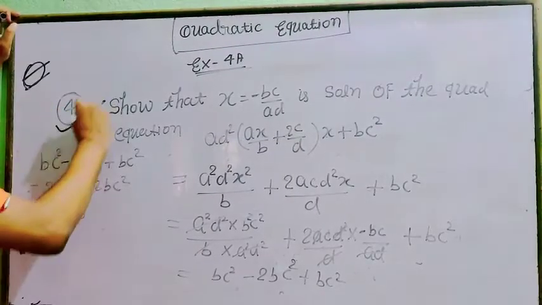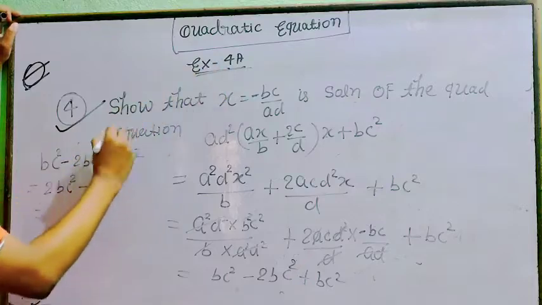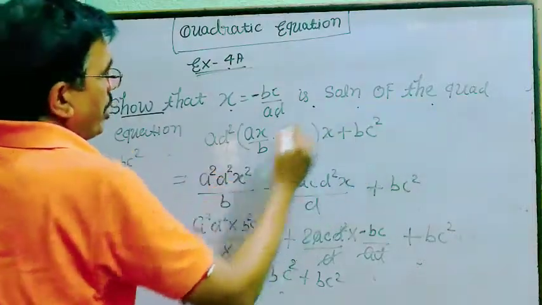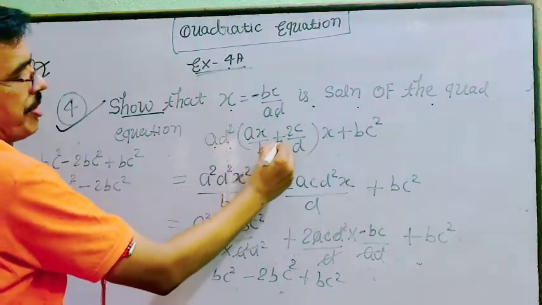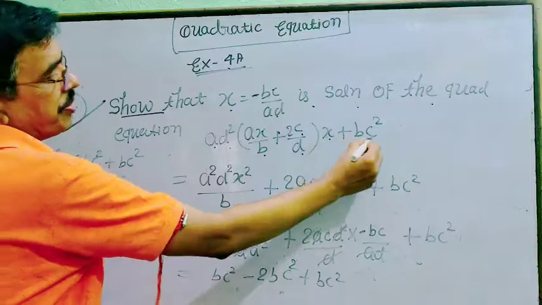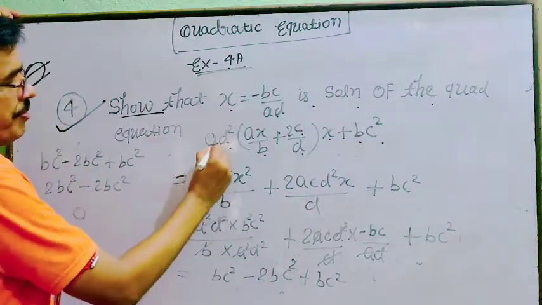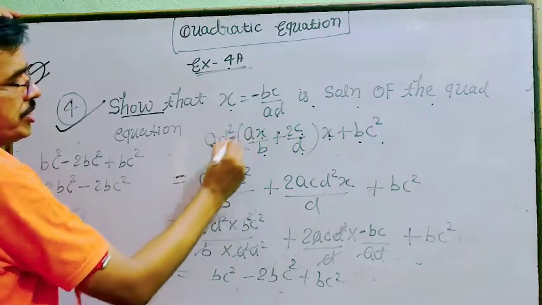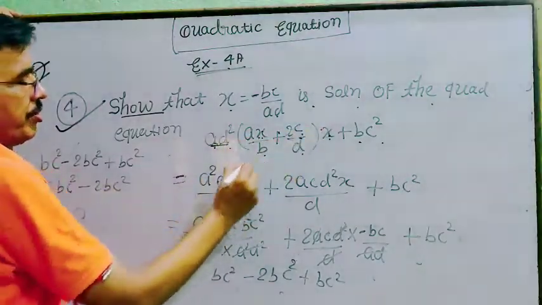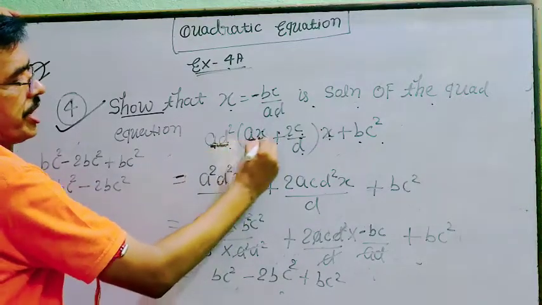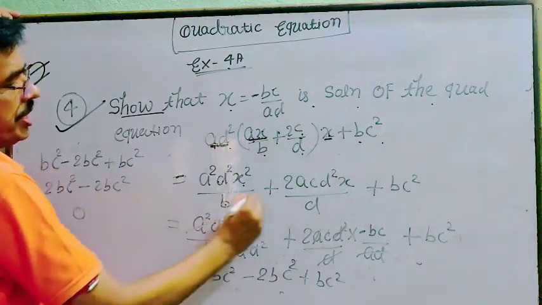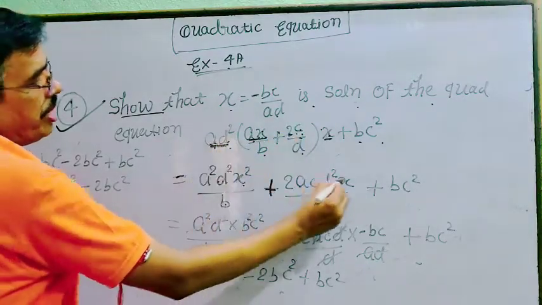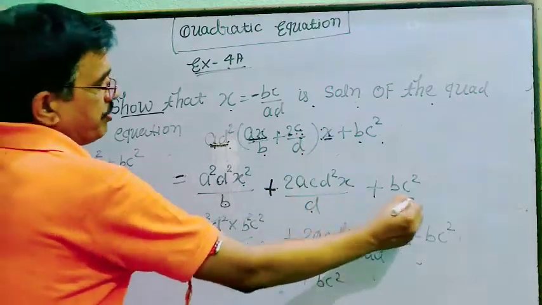Now see question number 4 of exercise 4a: show that x is equal to minus bc by ad is the solution of the quadratic equation a square d square x square by b plus 2c by d into x plus bc square. Dear student, first I multiply these two terms. So I multiply here, then I write a square d square into x square by b, similarly plus 2c by d into x and plus bc square.